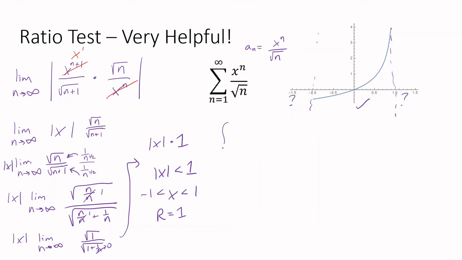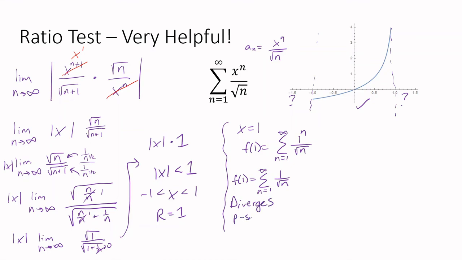So then the only thing left to do now is to check the endpoints. When x is equal to 1, that's one of my endpoints, I get the series. Assuming this converges, this would be the sum from n equals 1 to infinity of 1 to the n over square root n. Well, 1 to the n is just 1. So then this is the sum from n equals 1 to infinity of 1 over root n. This diverges because it's a p series, p equals 1/2 less than 1. So I do not include 1 in this interval.